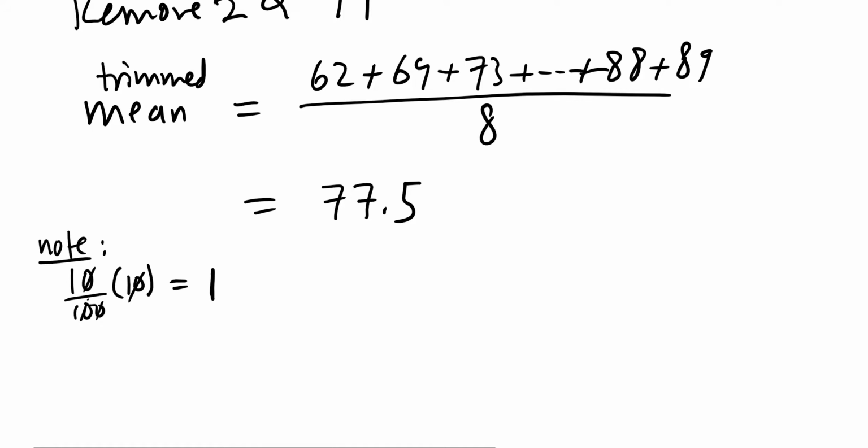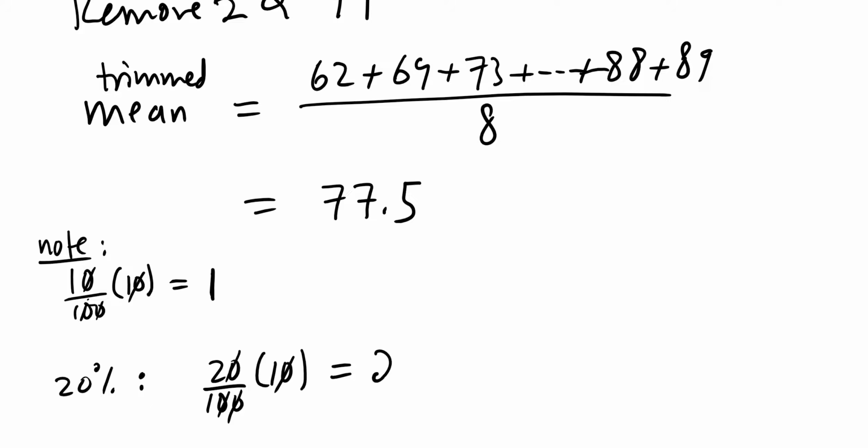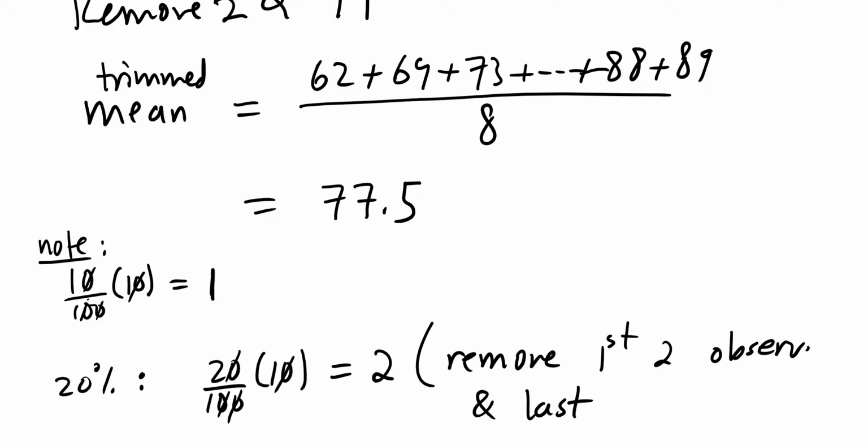What about if they say 20%? 20% means you do 20% of the 10 observations. You get 2. This means you have to remove the first 2 and the last 2. So you remove the first 2 observations and last 2 observations before calculating the mean.